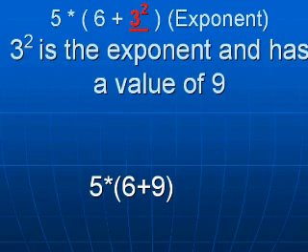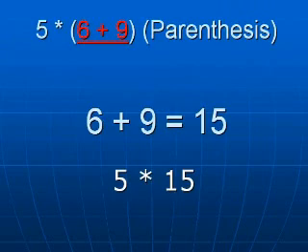Once the 3 squared is solved, your problem should end up being 5 times parentheses 6 plus 9 close parentheses. Special note here is the fact that we still have to do what is inside of our parentheses in order to make this problem be correct. The problem we have left so far is 5 times parentheses 6 plus 9 close parentheses. 6 plus 9 is in red.